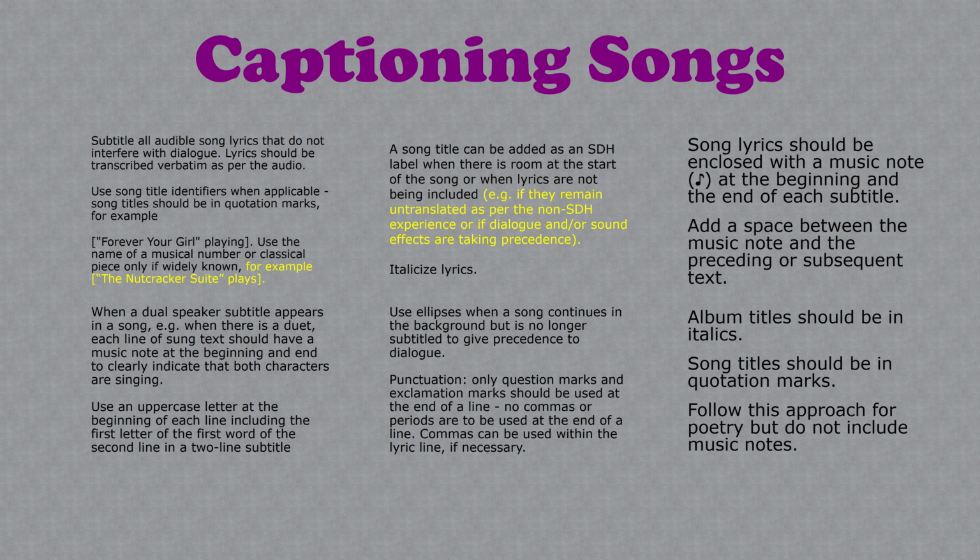When a dual speaker subtitle appears in a song, for example, when there is a duet, each line of sung text should have a music note at the beginning and end to clearly indicate that both characters are singing. Use an uppercase letter at the beginning of each line, including the first letter of the first word of the second line in a two-line subtitle.